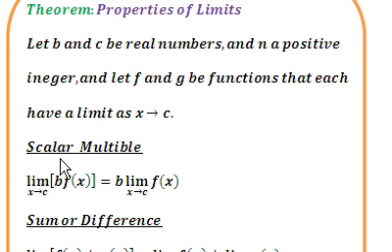In this first property, it's called the scalar multiple. We have the limit as x approaches c of b times f of x is equal to b times the limit of f of x as x approaches c. So as you can see here, we can take this b, this coefficient, and just bring it outside of the limit.